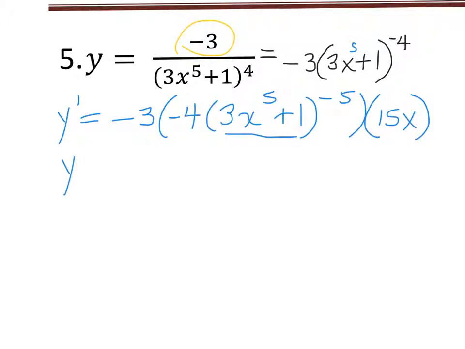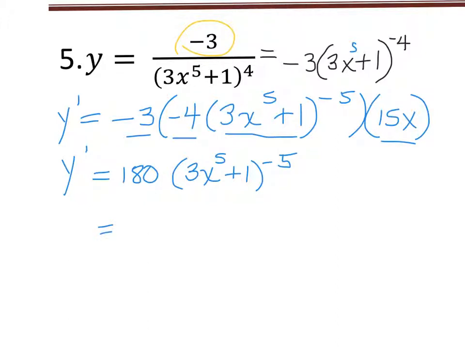And so we're one step away from our final answer. Y prime is equal to -3 times -4 is positive 12. And positive 12 times 15x, again, use your calculator, is 180. Times 3x to the 5th power plus 1 to the -5 power.